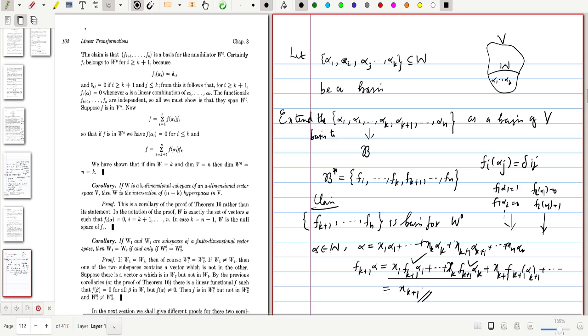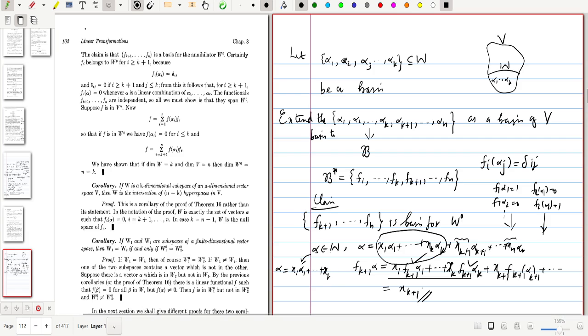Using this fact, when you choose an element alpha belonging to W, we can say that xk plus 1, xk plus 2, etc., xn are all 0, because alpha 1, alpha 2, alpha 3, etc. is a basis for W, and any element alpha can be written as a linear combination of these. So alpha is a linear combination of x alpha 1 plus etc.